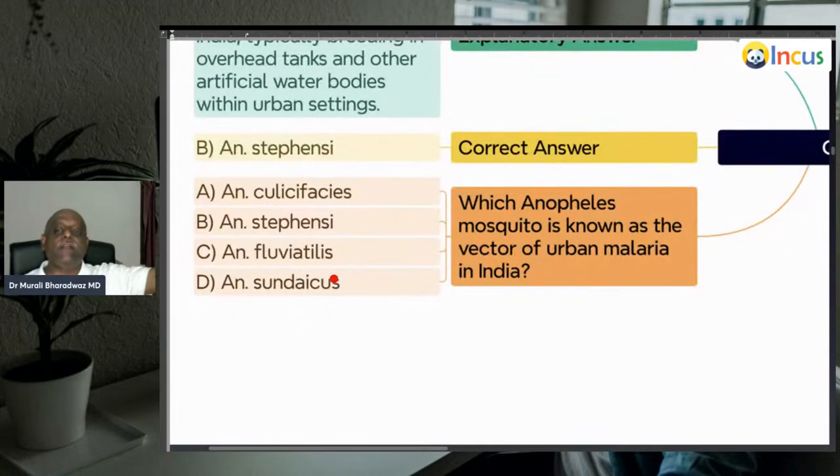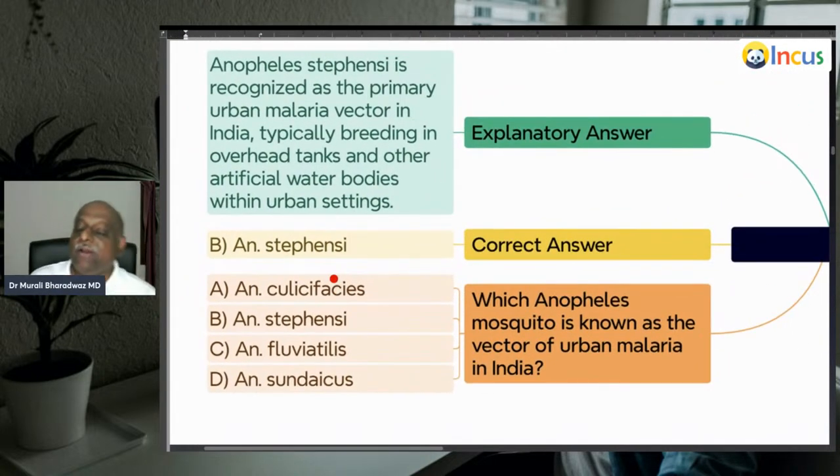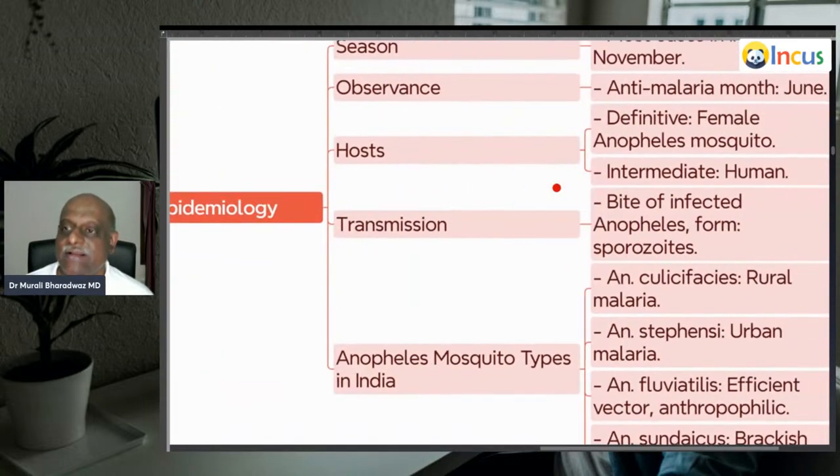Which anopheles mosquito is known as the vector of urban malaria? Where do you get St. Stephen's College? St. Stephen's College is in Delhi. So Delhi is urban. Urban malaria is stephensi is what you need to remember.